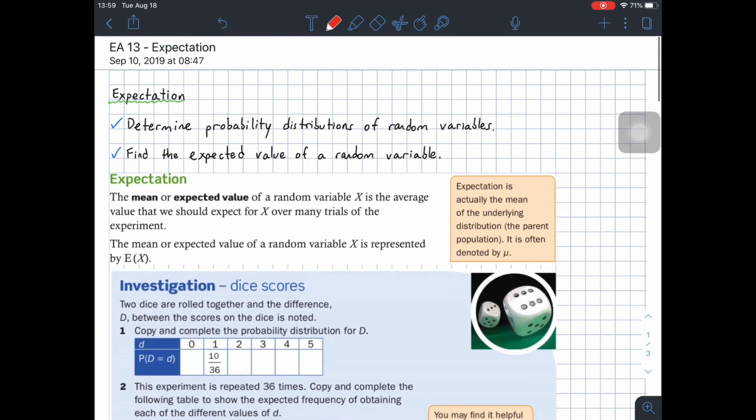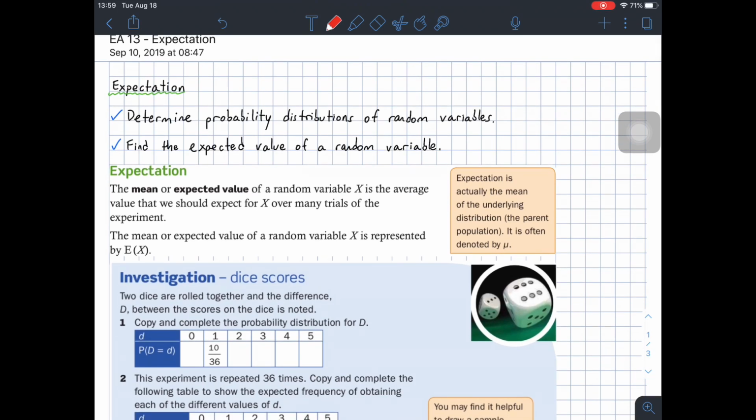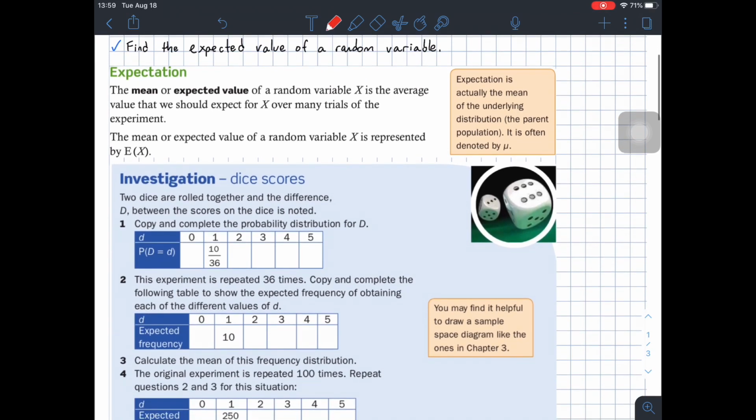Okay, so today we're going to see the concept of expectation. It says, determine the probability distribution of random variables, find the expected value of a random variable. So what is expectation? It says, the mean or expected value of a random variable x is the average value that we should expect for x over many trials of the experiment. The mean or expected value of a random variable is represented by E of x. So this is the symbology for expected value of a random variable x.